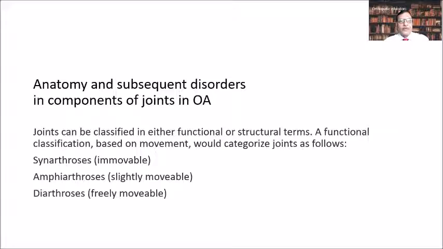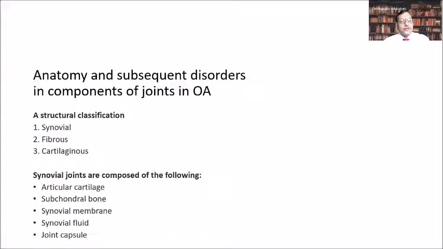Let us understand a little of the anatomy of the joints. Joints are classified based on two parts: either functional or structural. The functional classification is usually based on the movement of the joint. Based on the movement, there can be three types of joints: synarthrosis, meaning immovable; amphiarthrosis, slightly movable; and diarthrosis, freely movable. On the structural classification, there are synovial joints, fibrous joints, and cartilaginous joints.